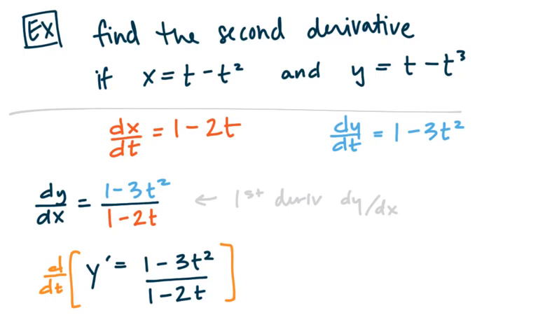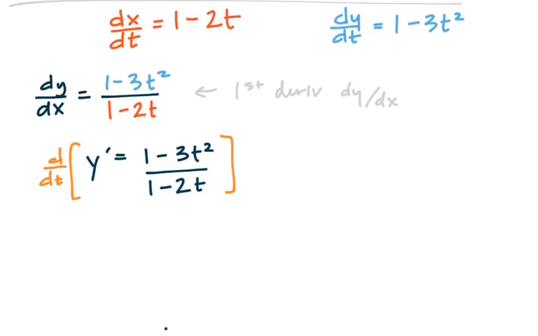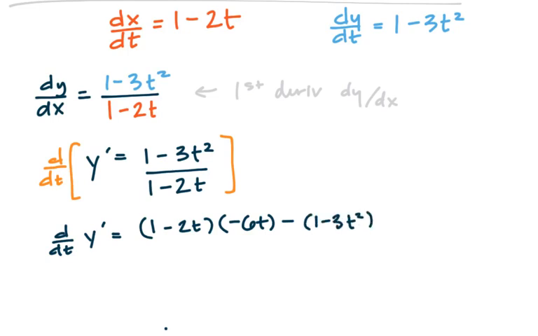So let's look at how this works. For my first derivative here, we need to use the quotient rule. So d dt of y prime equals 1 minus 2t, the bottom, times the derivative of the top, negative 6t, minus the top, 1 minus 3t squared, times the derivative of the bottom, negative 2, all divided by the bottom, the denominator, squared.